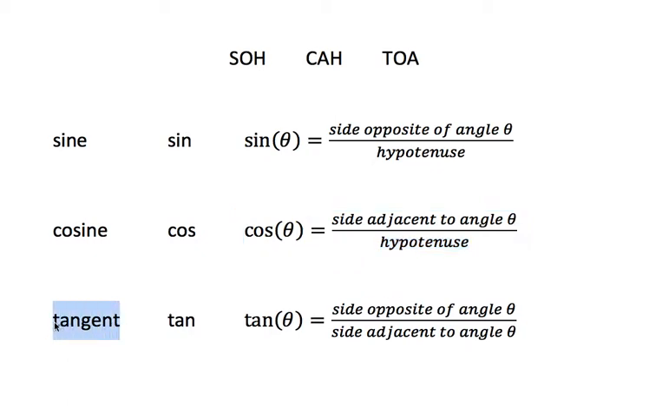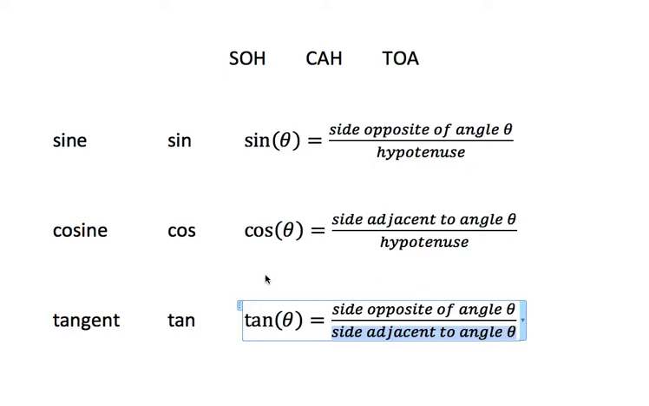Finally, tangent is spelled like this. It's abbreviated TAN, and tangent of an angle is equal to the length of the side opposite of the angle divided by the length of the side adjacent to the angle.